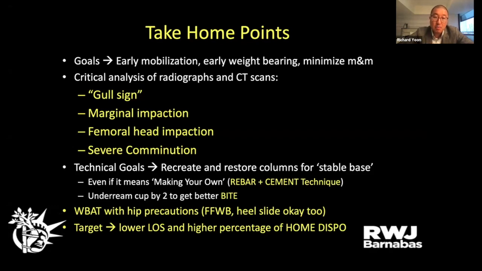Gull sign, marginal impaction: for me, it's faster not to consider that, do a faster case and put a socket in when I need to. Femoral head impaction or AVN or severe comminution are all poor prognostic indicators, and for me, a very quick trigger to go to an acute arthroplasty with fixation. Technical goals are to recreate and restore the columns for a stable base.